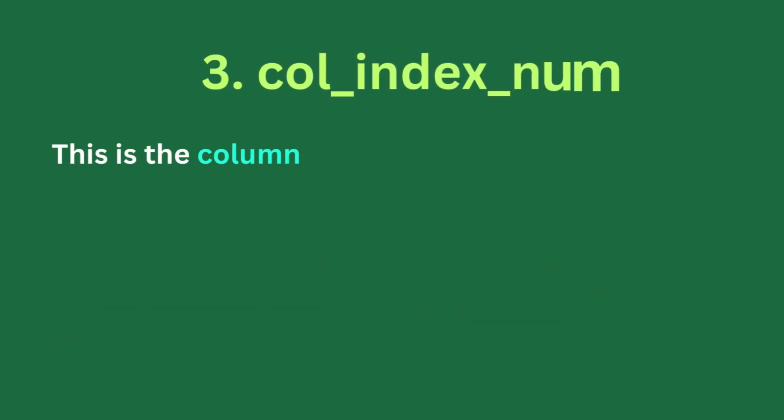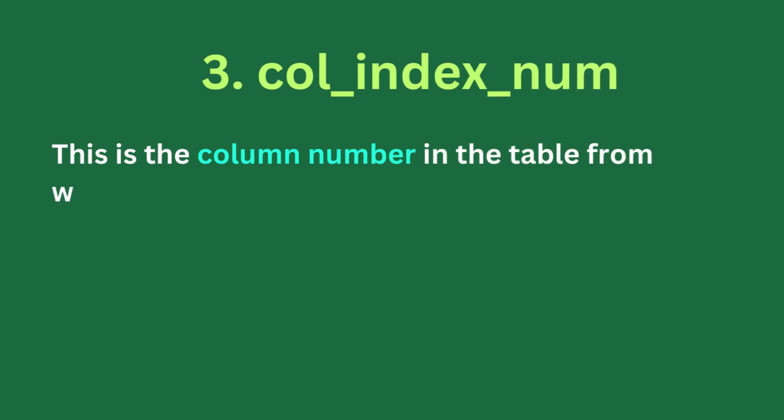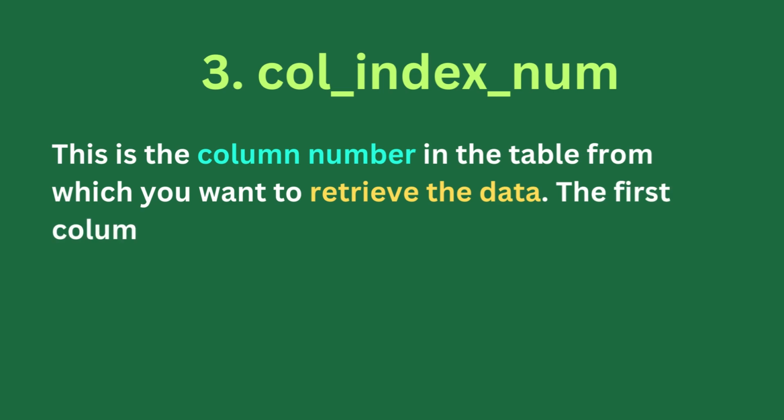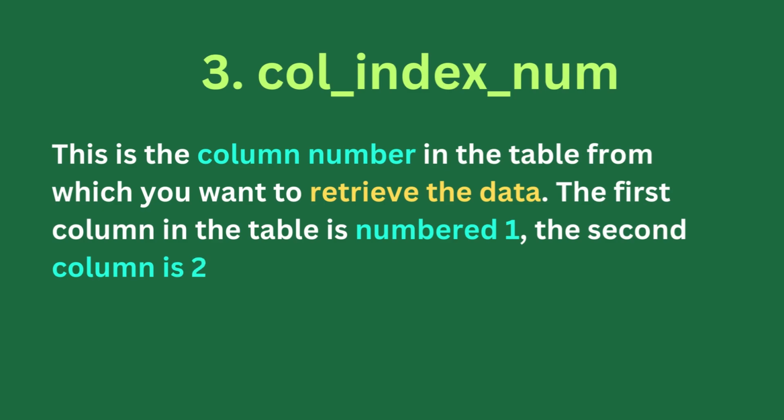3. col_index_num. This is the column number in the table from which you want to retrieve the data. The first column in the table is numbered 1, the second column is 2, and so on.